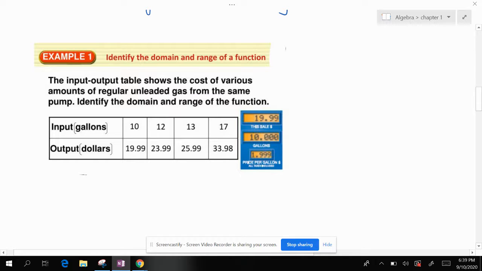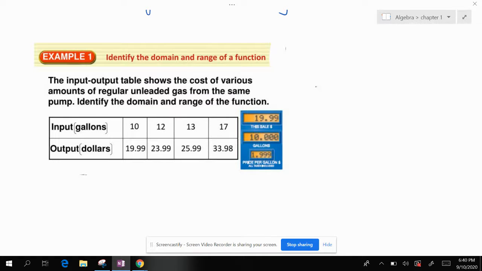The input and output table shows the cost of various amounts of regular unleaded gas, which is pretty accurate. Costco's price right now is $1.94, and the gas station on the corner near my house is $2.14. And this is saying it's $1.99. So it's pretty average, I would say. Let's finish reading the sentence. Identify the domain and range of the function.